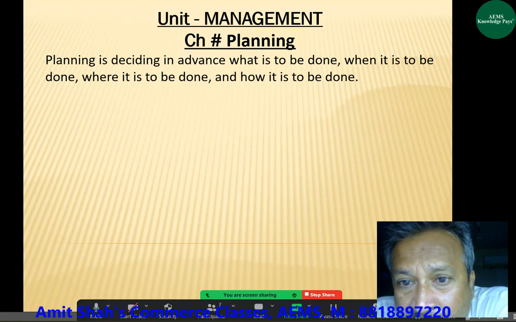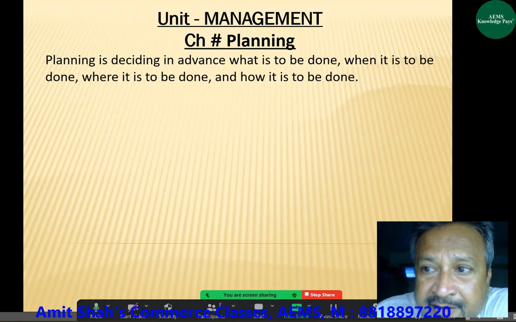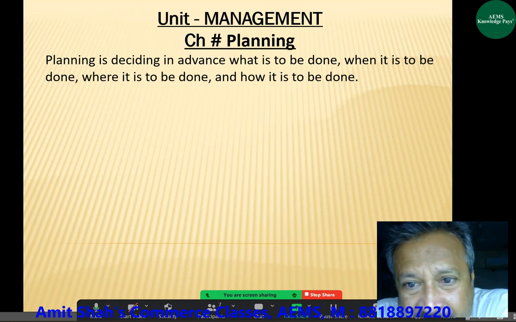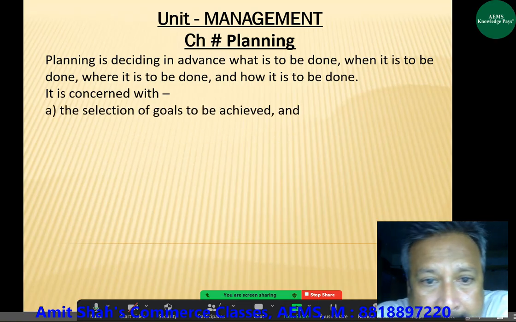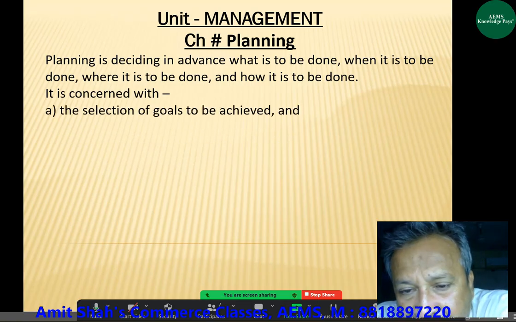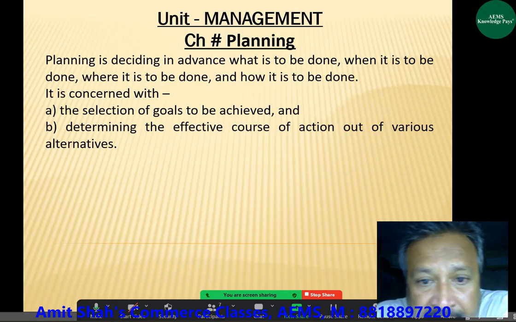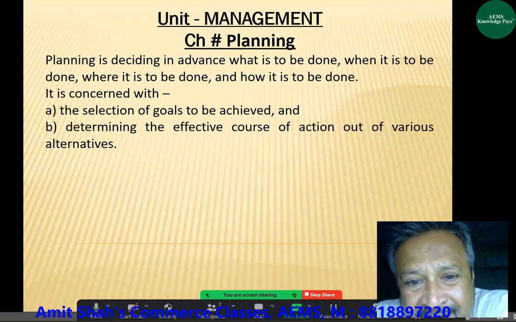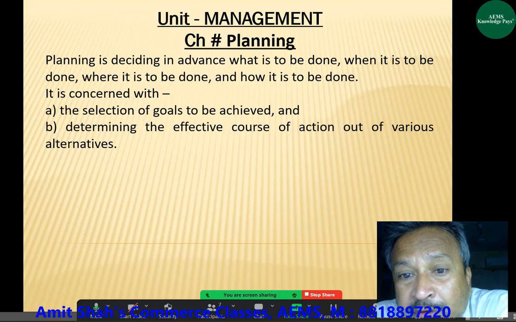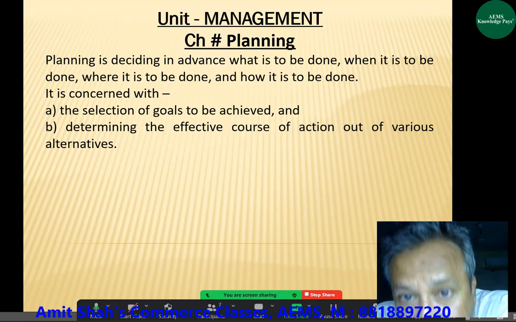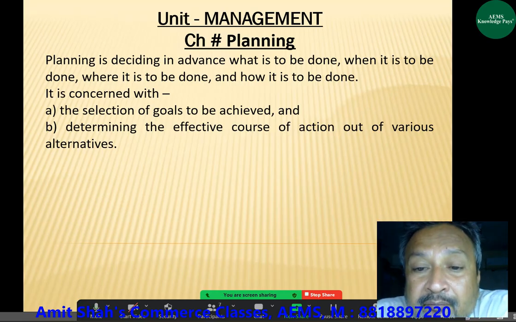So planning is deciding in advance what is to be done, when it is to be done, where it is to be done, and how it is to be done. So what, when, where, and how we decide here about the future. It is concerned with the selection of goals to be achieved, that is your objectives, and determining the effective course of action out of various alternatives. To achieve the goals which you have set, what course of action you will take, that also you have to determine now while planning.